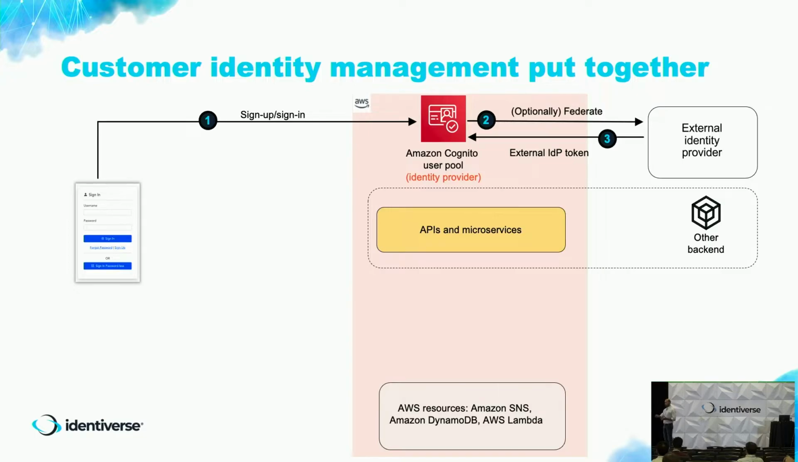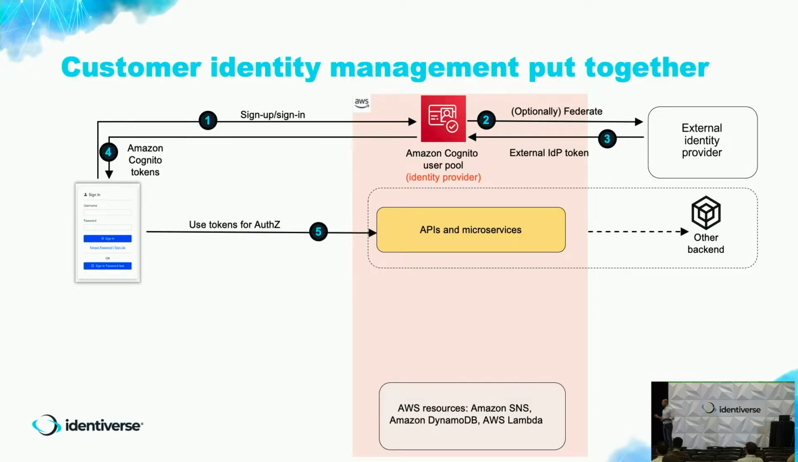Cognito can do all of this business for you, and eventually your application receives Cognito standard tokens. The app then can use these tokens to authorize access to a wide range of APIs or backend resources, however you deploy them. We'll get into the patterns of this.